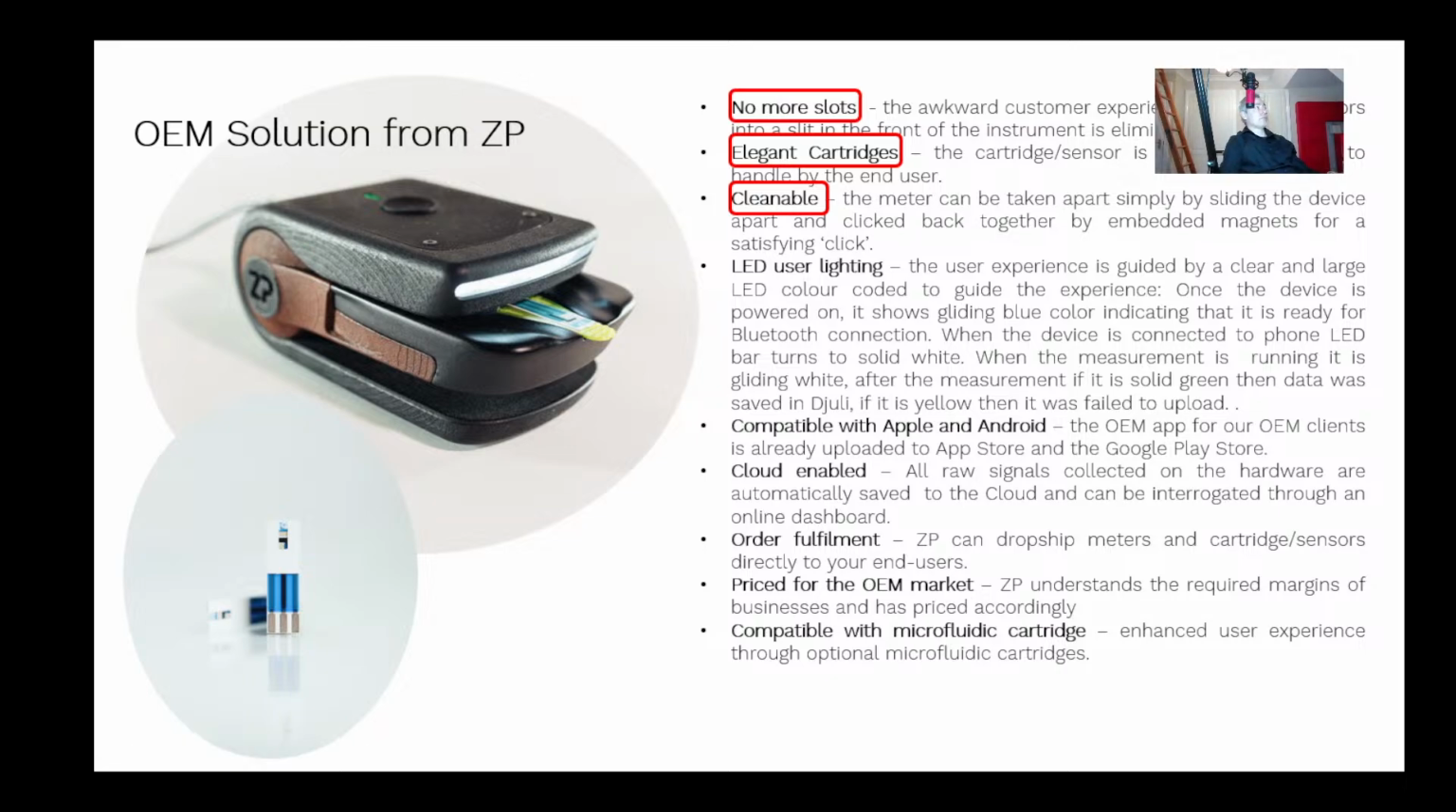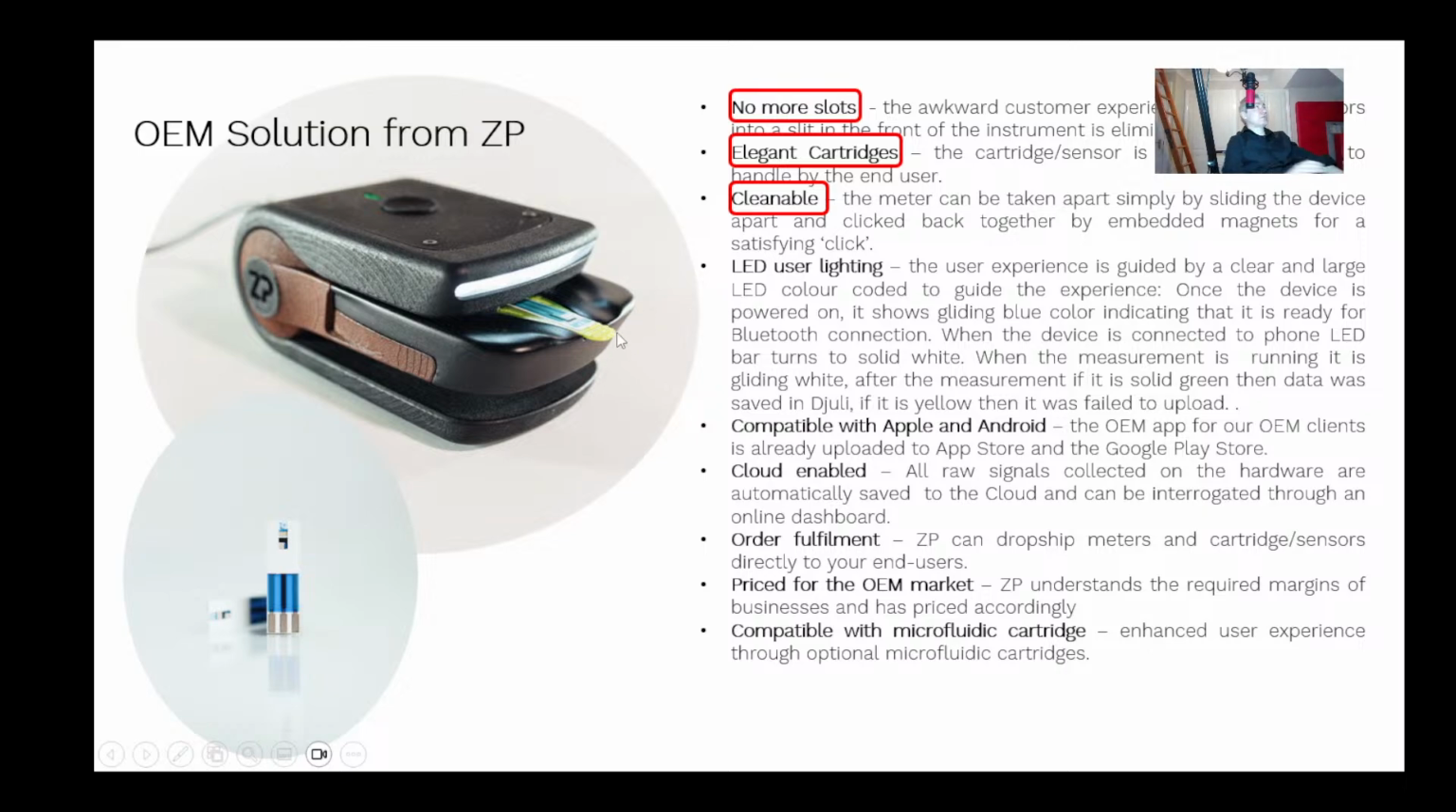This is our 10th year, and this has always been the end goal for us: to give a technology platform to accelerate ideas to market. And it's just the experience. Let's say this is what we're up to. So this is the hardware. Look, no slots. They can just put the sensor in there. Elegant cartridge, and you can pick it up nicely.